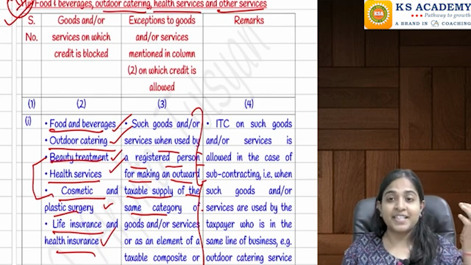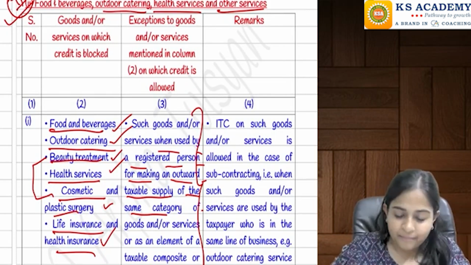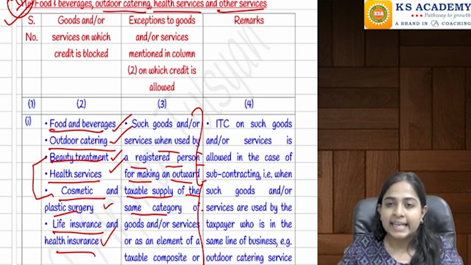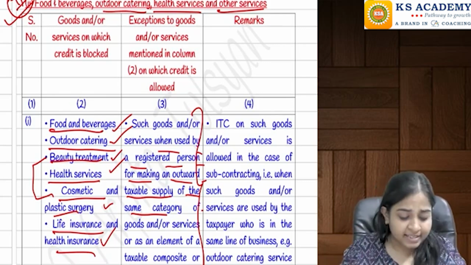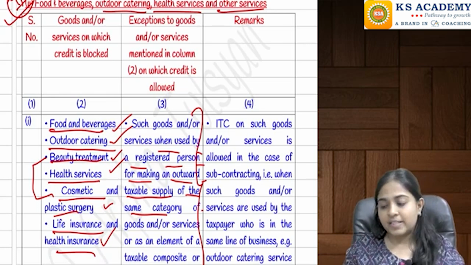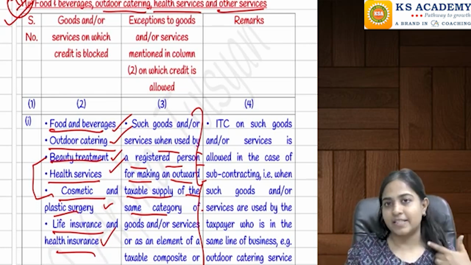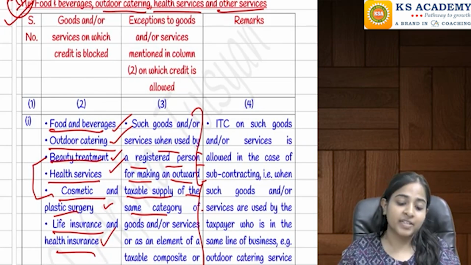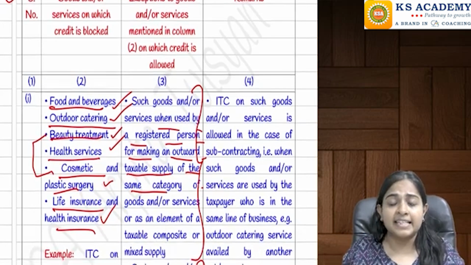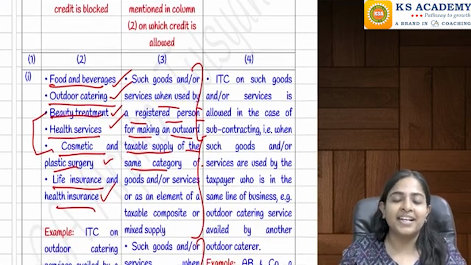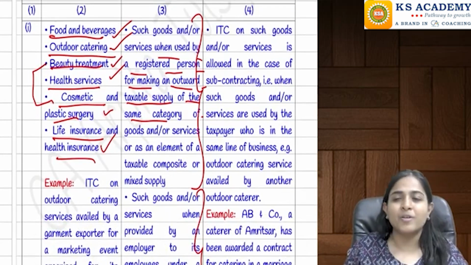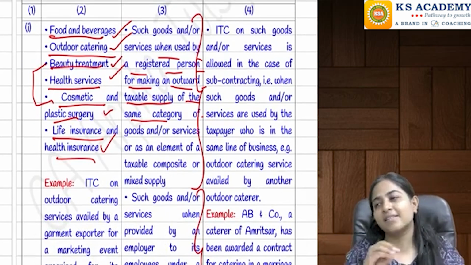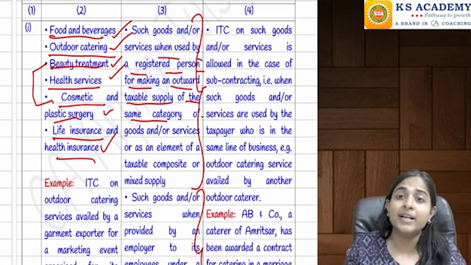The next one is very, very simple. Food, beverages, outdoor catering, healthcare services, life insurance, health insurance, cosmetic and plastic surgery, and all these services. If we have availed these particular services, even though it is in the course of business, the credit on this is totally blocked, because the law by default deems that this is a personal expenditure, even though it is done for business.